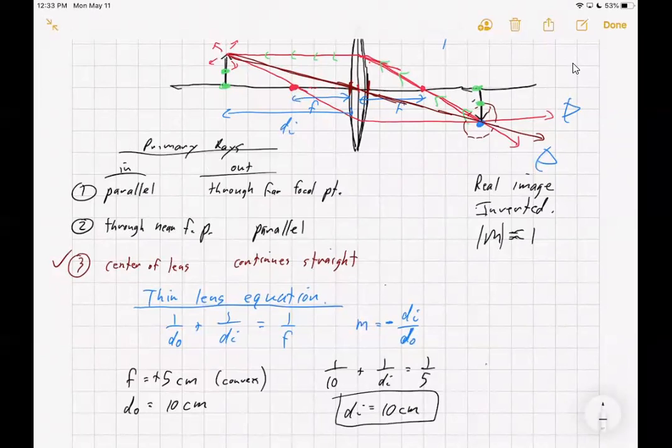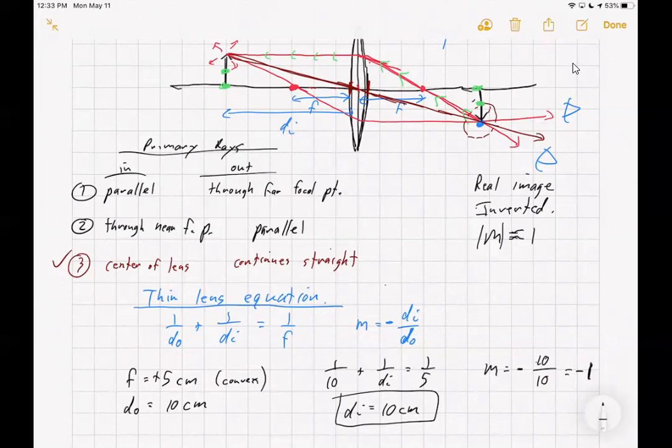And then we can determine the magnification. It would be the negative of di over do. So it'd be the negative of 10 over 10, which is -1. All right. So what does a magnification of -1 mean? It means it will be inverted or upside down. That's what the negative tells us. And the 1 tells us that it would be the same size.